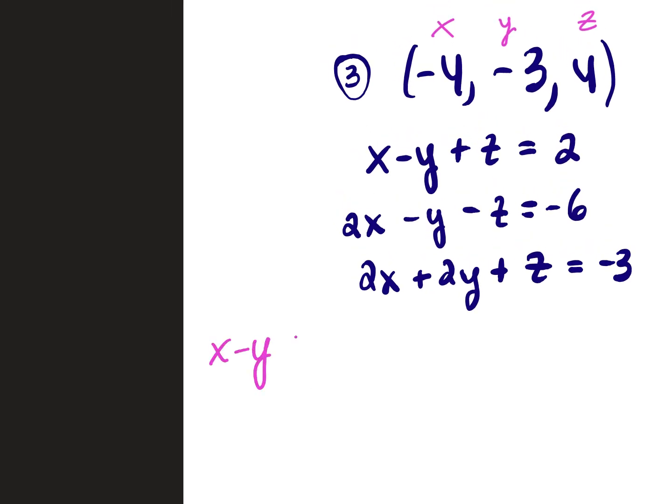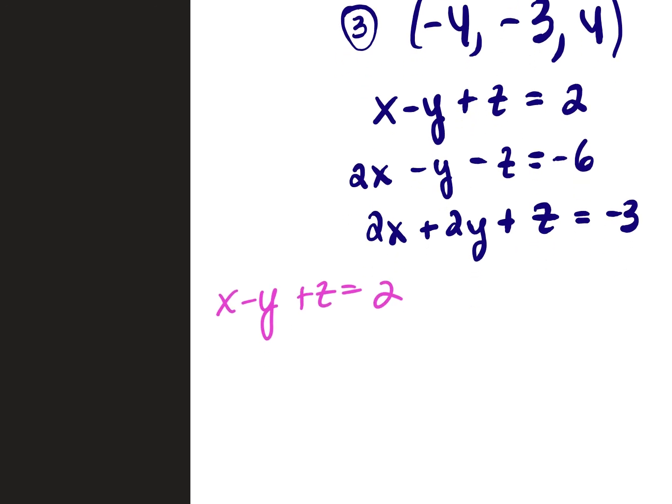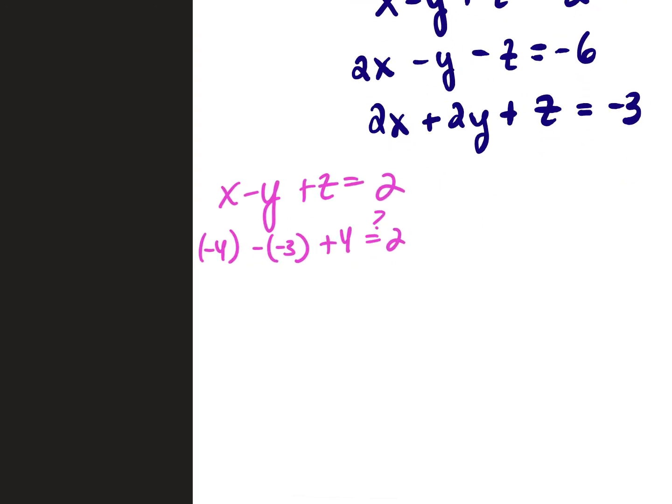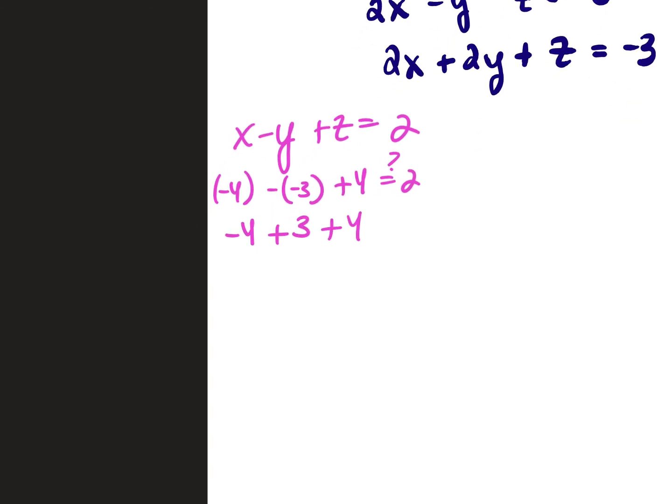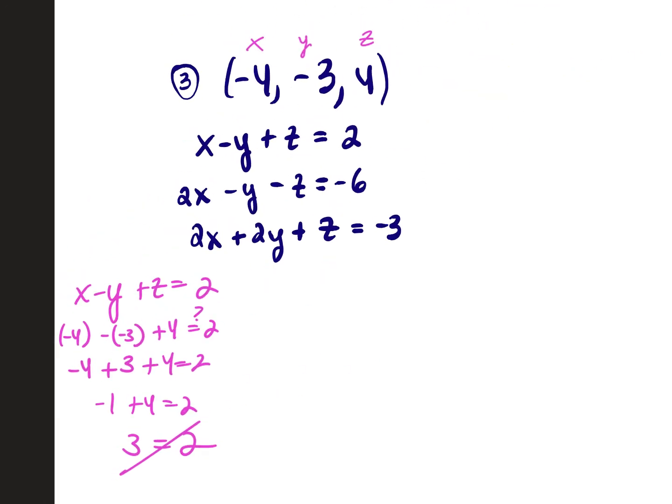So x minus y plus z equals 2. So x is negative 4 minus a negative 3 plus 4. Does that equal 2? Negative 4 plus 3 plus 4. What's negative 4 plus 3? Negative 1 plus 4 is what? 3. I know this sounds silly, but actually write it out. It says 3 equals 2. Is that true? No. Right there, you could say, oh, this is not a solution. You can write, it's not. That ordered triple is not a solution. It's not that there's no solution. That's just not the one for it.